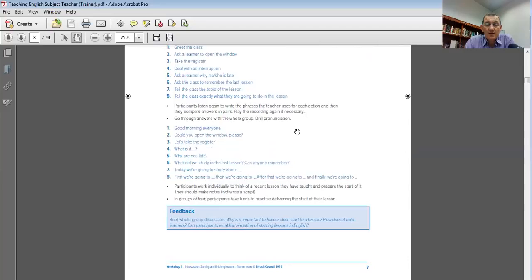So next step, participants listen again and write the phrases the teacher uses for each action, and then they compare answers in pairs. You can play the recording again if it is necessary, and then go through the answers with the whole group and drill the pronunciation. So get them to repeat. You model, they repeat. Good morning, everyone. Repeat. Good morning, everyone.